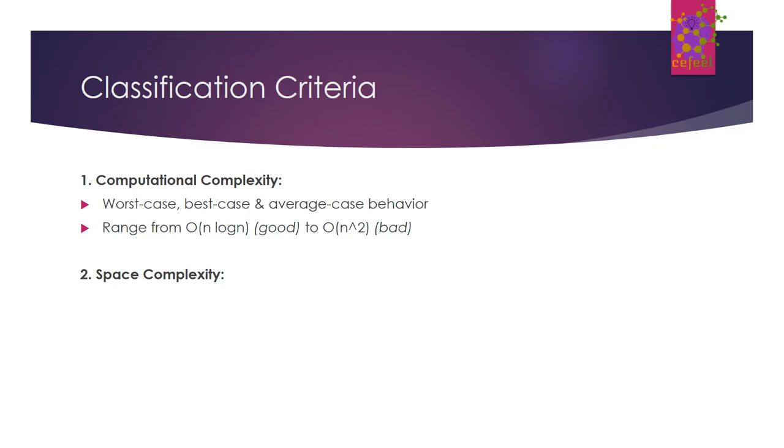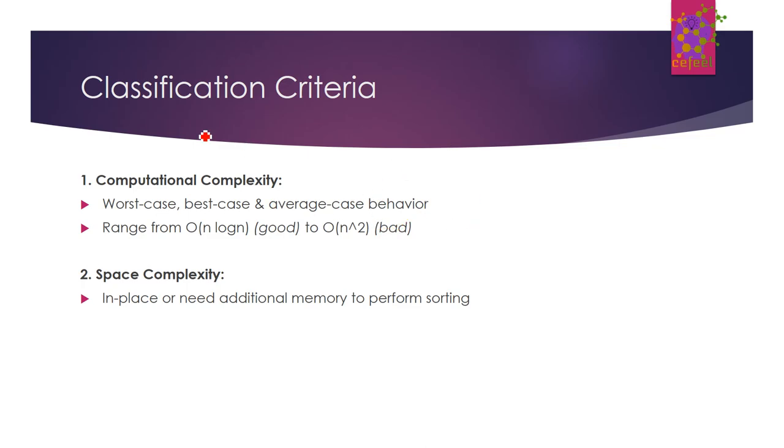Now the next criteria is the space complexity. Probably space complexity is not used as much as computational complexity, but nevertheless it is very important, because it tells us how much additional space the algorithm will use to perform the sorting operation. Some of the algorithms can do sorting in place, which means they probably don't need any additional data, or some of those algorithms may need a lot of data.